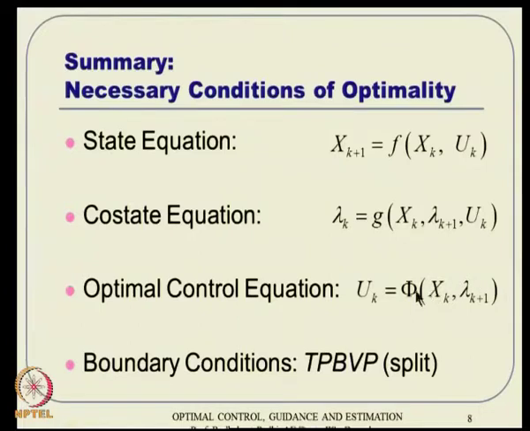So, essentially the boundary conditions are also split. What you observe here is we actually landed up with something similar to what we knew earlier in the calculus of variation approach. So, you have state equation, co-state equation, optimal control and boundary condition. That is what it was in the calculus of variation approach actually.